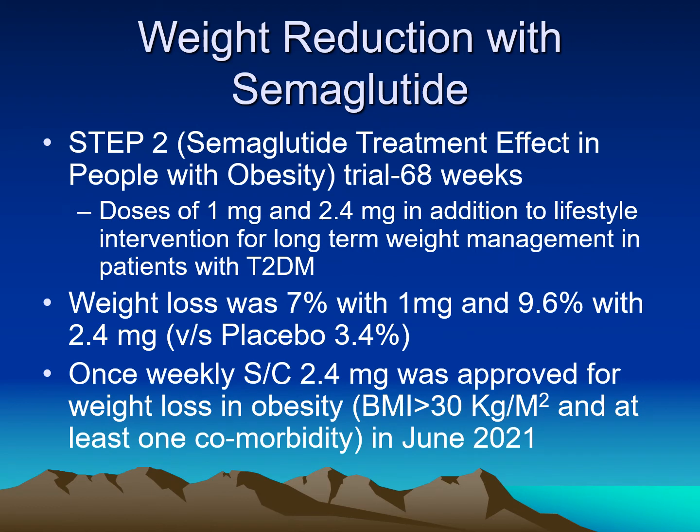Weight reduction with semaglutide has been observed in the larger trials. The 68-week STEP 2 trial showed that a dose of 1 milligram and 2.4 milligram subcutaneously along with lifestyle modifications reduced weight by 7% to 9.6% dose dependently as against placebo, which produced 3.4% by lifestyle modification. Therefore, once weekly subcutaneous 2.4 mg semaglutide was approved for weight loss in obesity last year, that is June 2020.